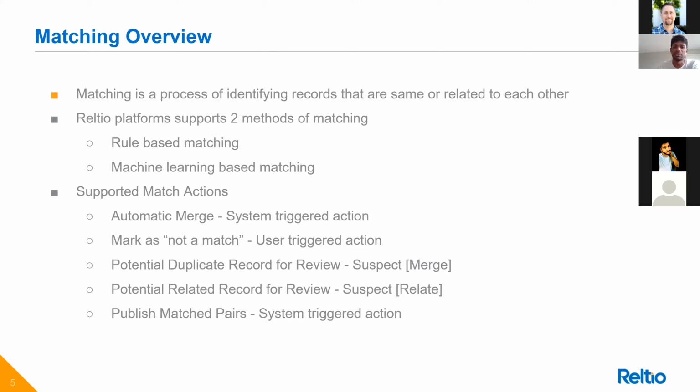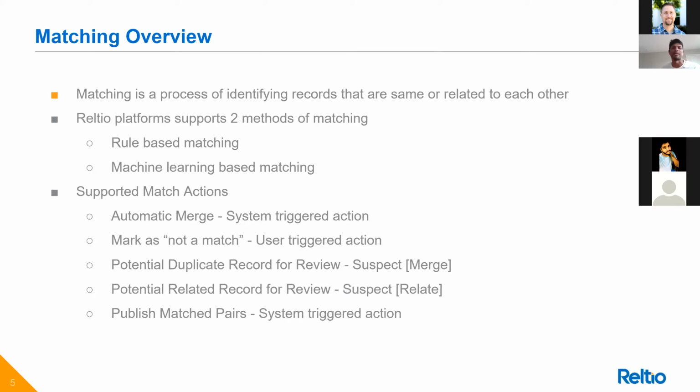We have automatic merge. This is a system triggered action, which means you can configure the platform to trigger this automatically to merge two records or mark as not a match. This is a user triggered action, which is provided to the data steward while they are resolving the potential matches. Then we have a way to present a potential duplicate record for review to be merged or to be related. And finally, the last one is the published matched pair.